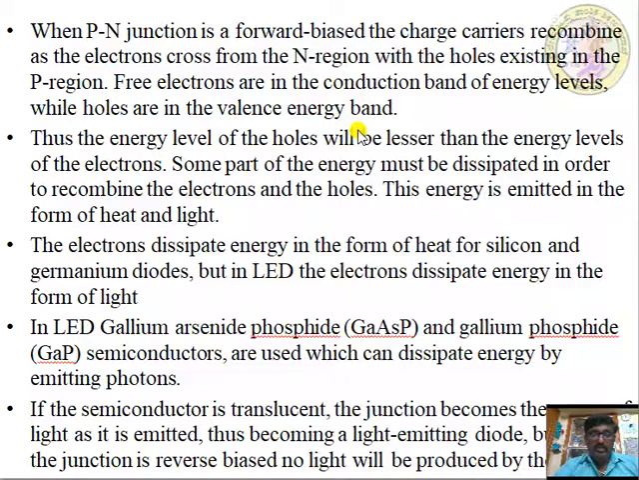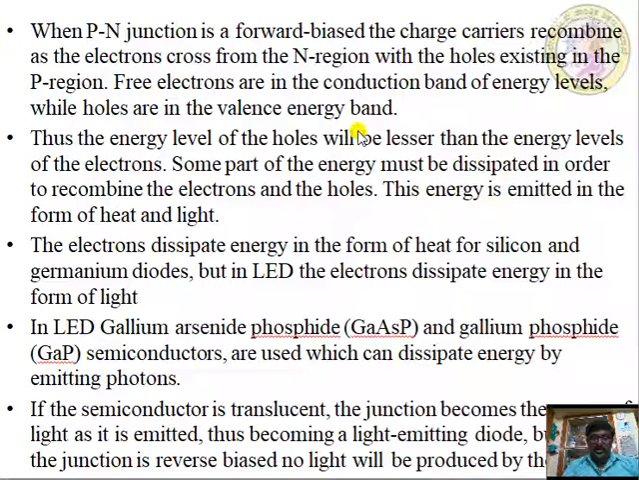When a p-n junction is forward biased, the charge carriers recombine as the electrons cross from the n region and meet the holes existing in the p region. Free electrons are in the conduction band of energy levels, while holes are in the valence energy band. So this one is just the p-n junction, where charge carriers recombine.